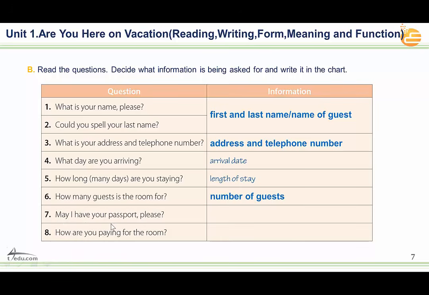Number 7. May I have your passport, please? What does he want? The passport or the identification. Number 8. How are you paying for the room? He's looking for what? Method of payment. So he's asking you, do you want to pay with the credit card or in cash? Credit card or maybe in cash, or there's another method that you want to use. Okay, excellent.